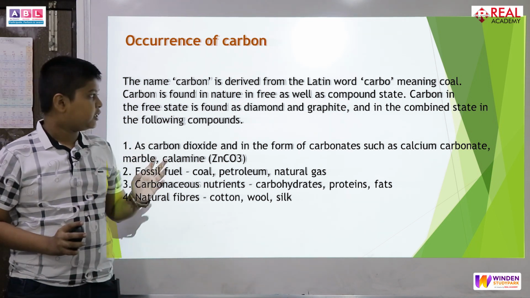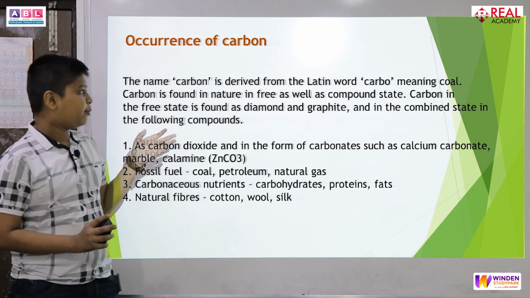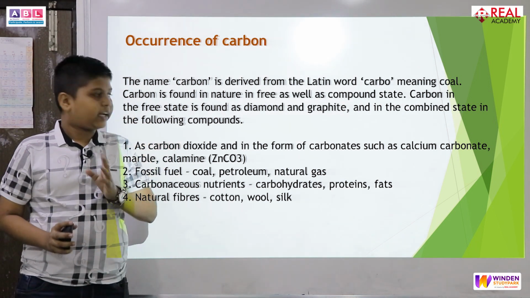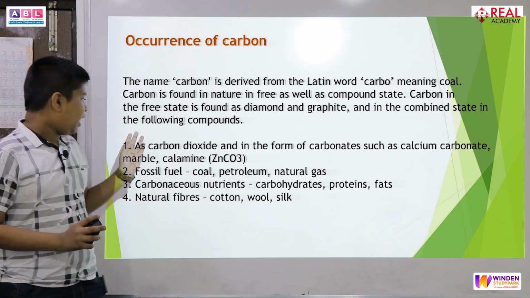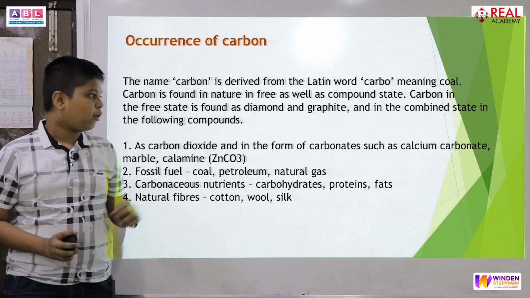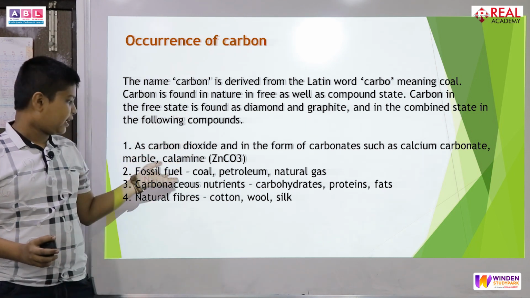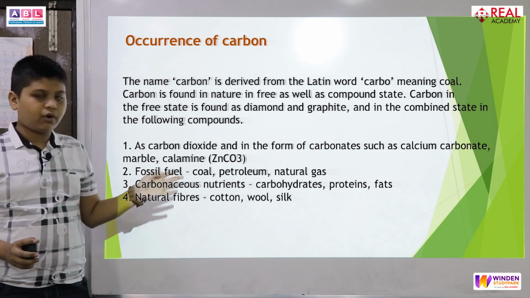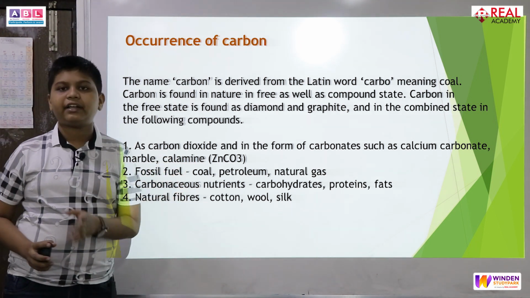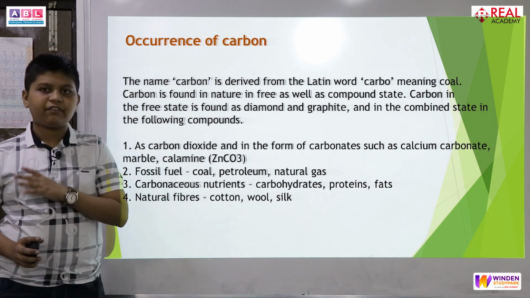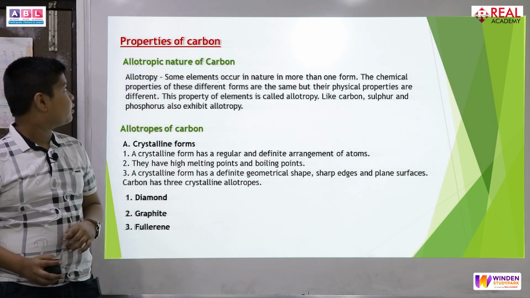Carbon is found in nature in free as well as combined state. In the free state, carbon is found as diamond and graphite. In the combined state, it is found in the following compounds: carbon dioxide, carbonates such as calcium carbonate and marble, fossil fuels like coal, petroleum and natural gas, nutrients like carbohydrates, proteins and fats, and natural fibers like cotton, wool and silk.